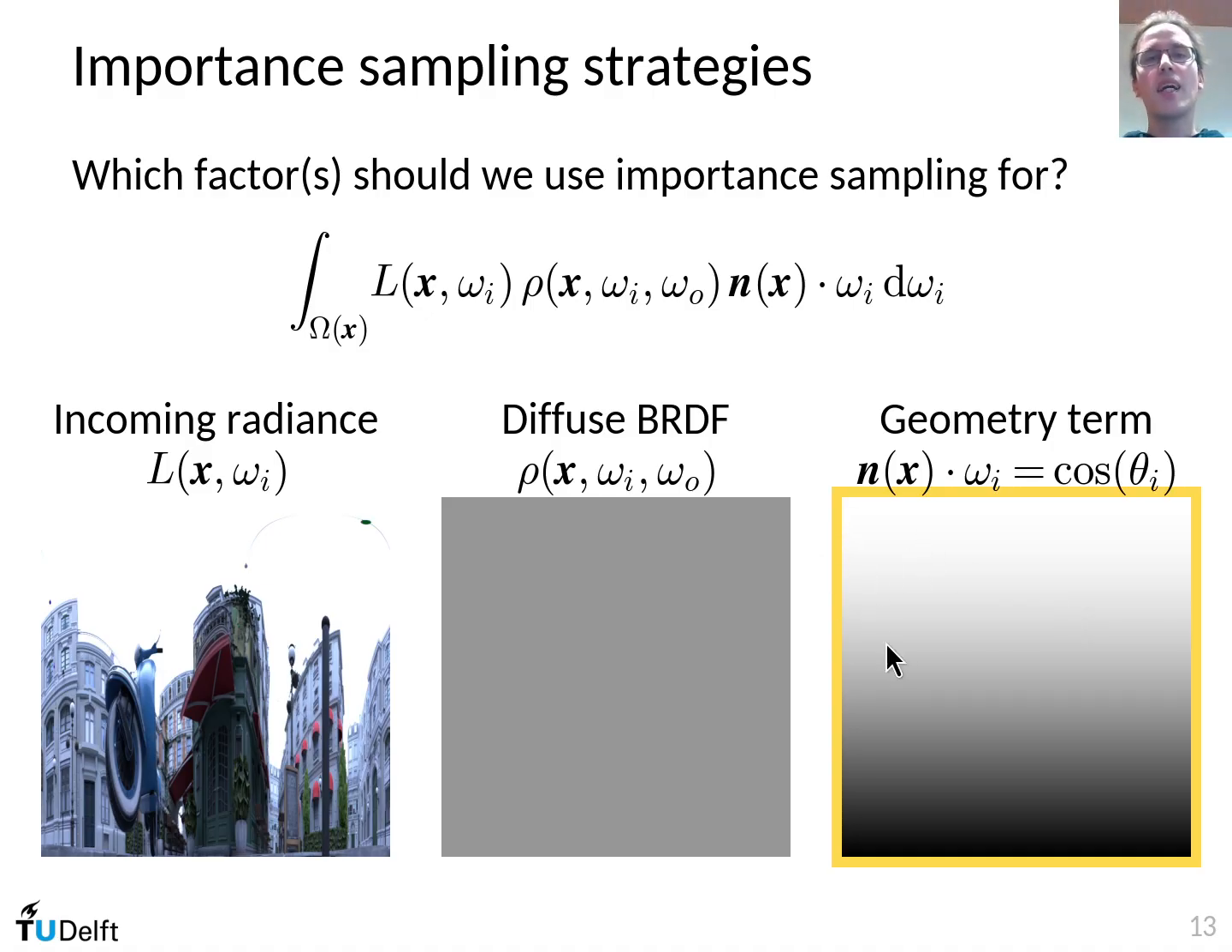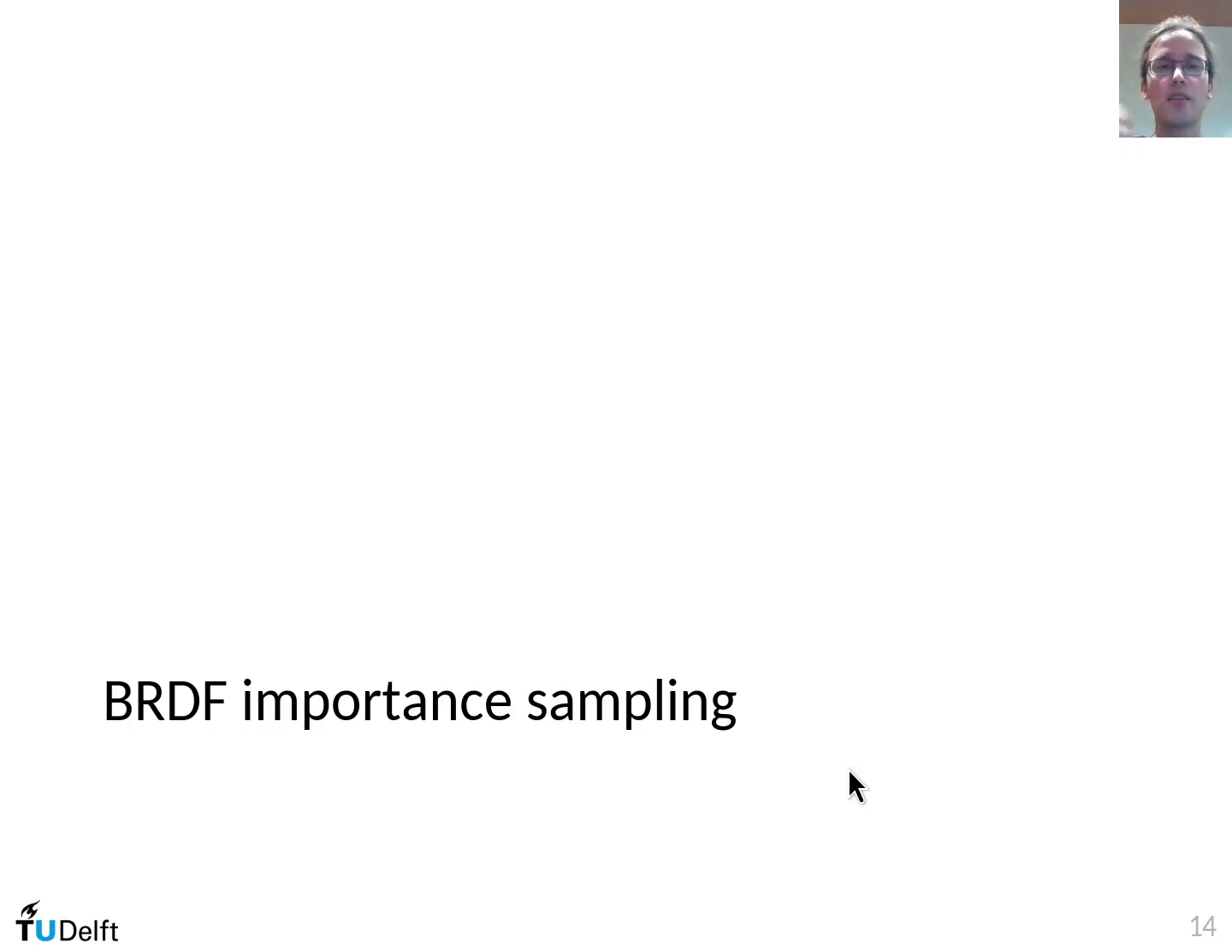A nice thing to use in this context is that the geometry term is exactly the cosine of theta I. If we take the dot product of the normal vector and this incoming light direction, that's exactly the cosine of the angle between these two normalized vectors, and we will be using this to derive an importance sampling strategy for this geometry term. And all of this will be subsumed under the term of BRDF importance sampling.